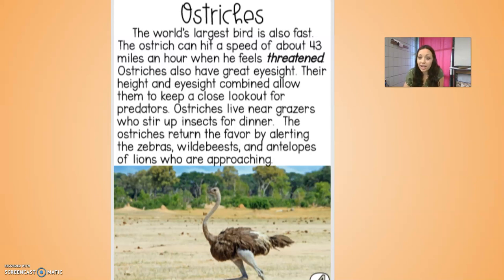Ostriches also have great eyesight. Their height and eyesight combined allow them to keep a close eye out for predators. So that helps protect them, is the eyesight.